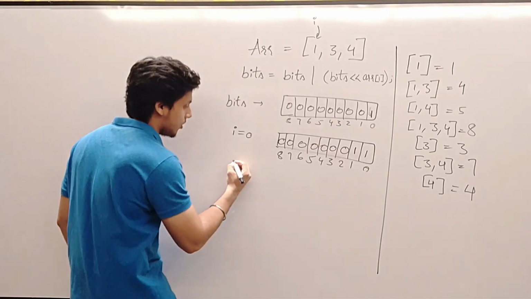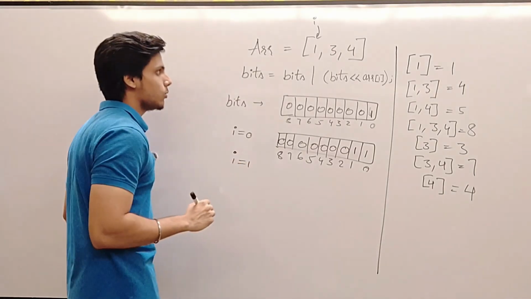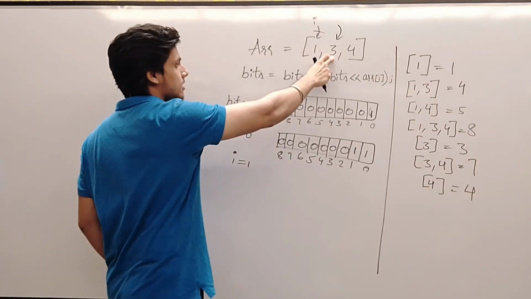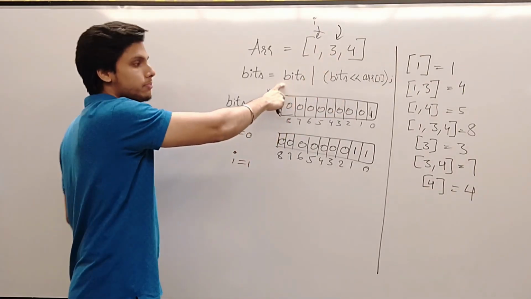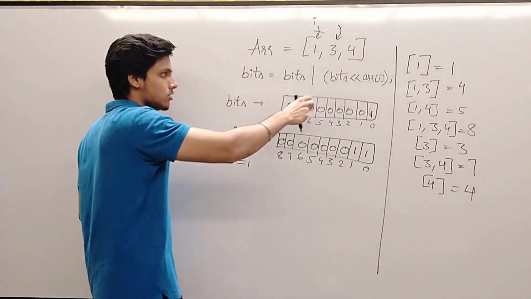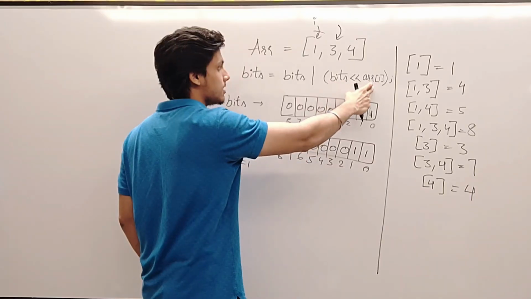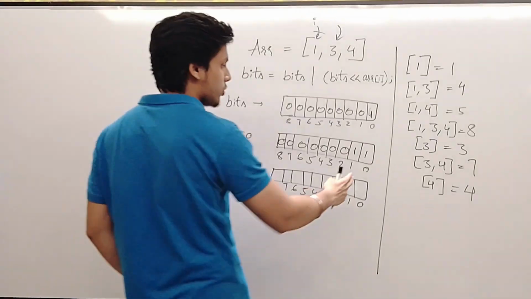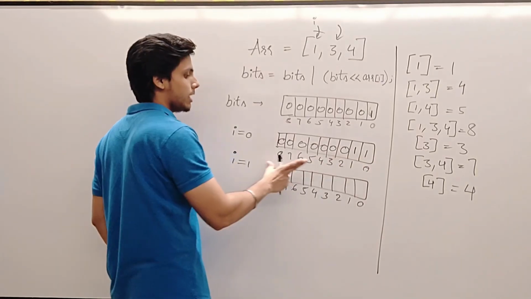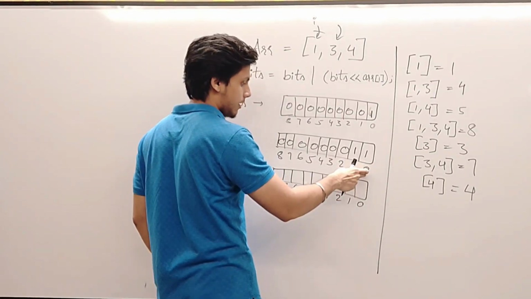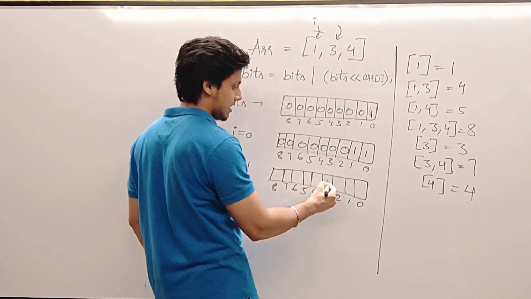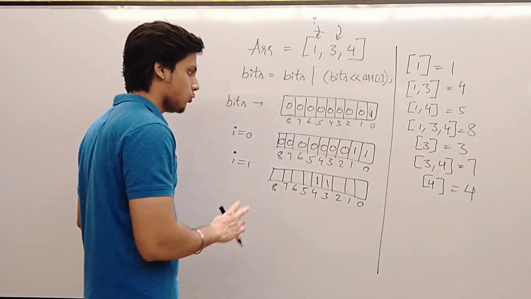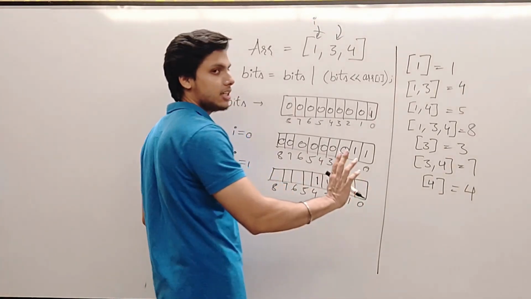Now we'll be moving forward. Let's say i is equal to 1. So we are moving over here. What is this number? That is 3, right? So we need to perform this operation again. You need to left shift this bits by 3 positions, right? So now what will happen? This 0 will come to this index and this 1 will come to the 4th index, and the rest of all will be zeros, right?